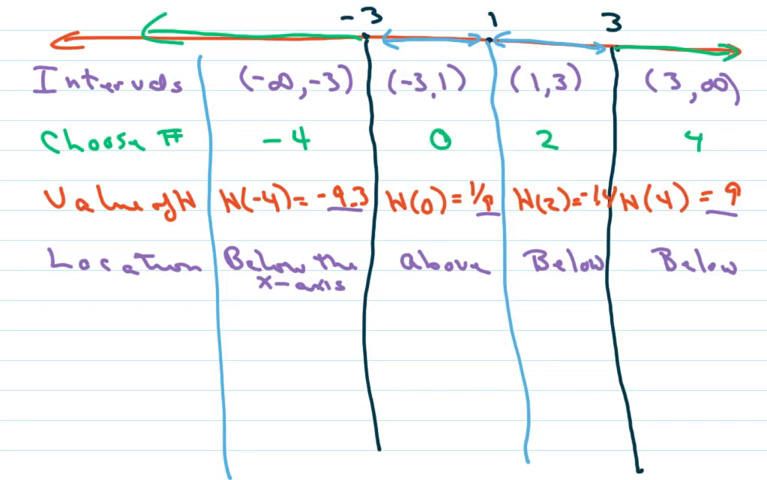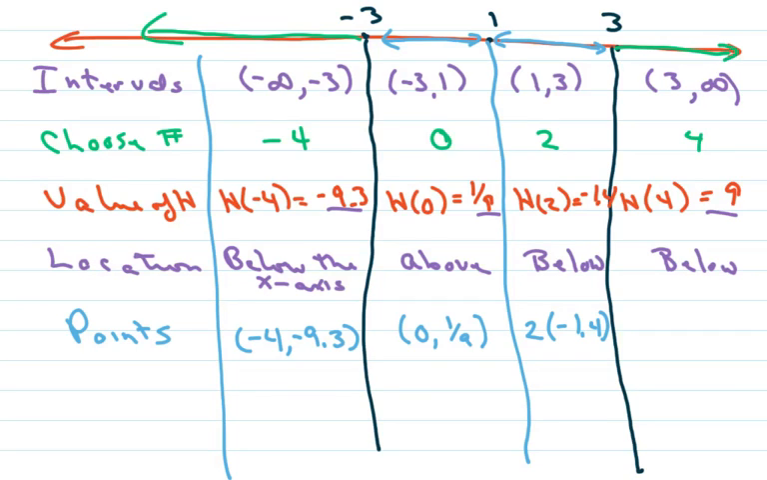And if you want, you can write down the points. The points will be -4, -9.3, 0, 1/9, 2, -1.4, and 4, 9. I'm just picking my x and my y. And then we graph it, which you probably already did.